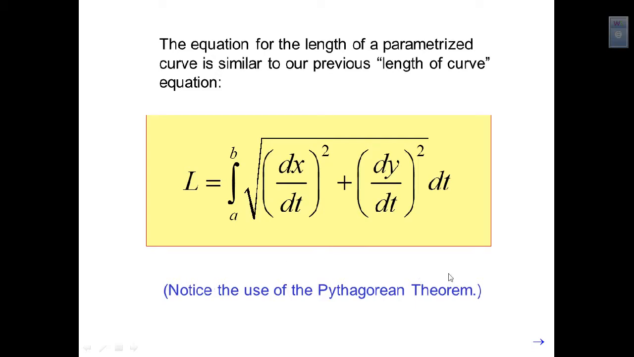Now you can also notice the use of the Pythagorean theorem. X value squared plus y value squared, and that's going to give you the length of it.